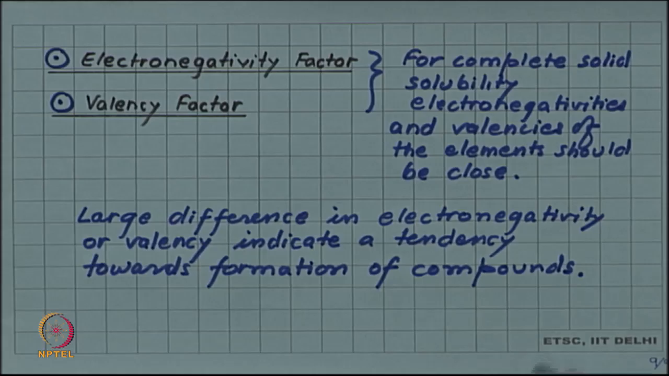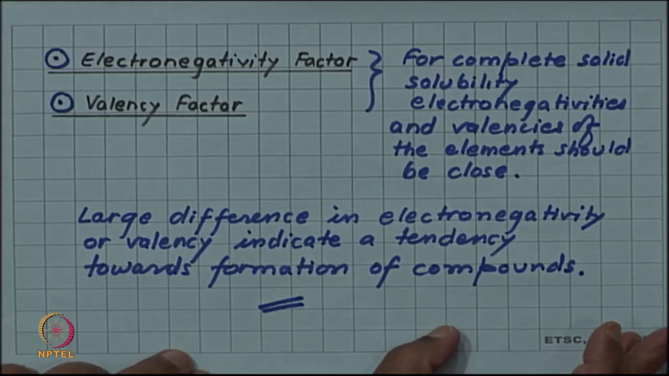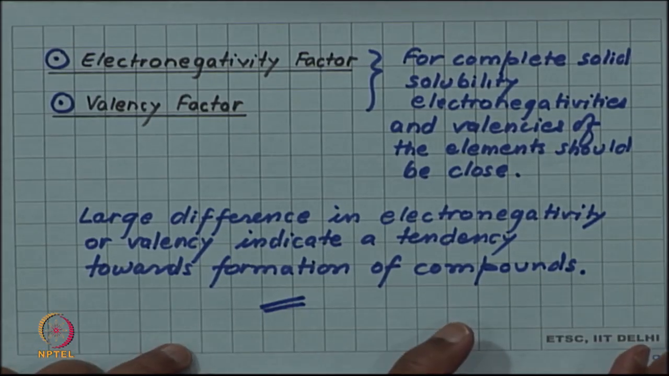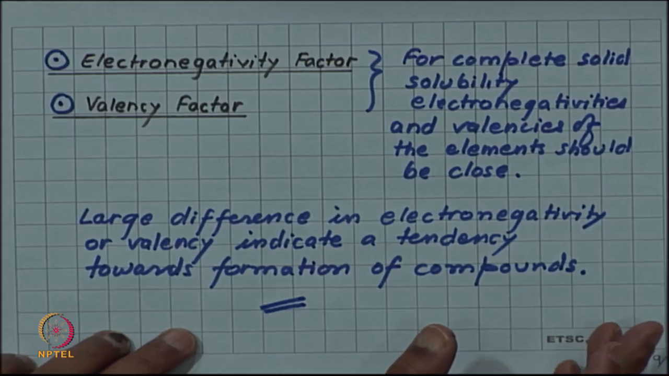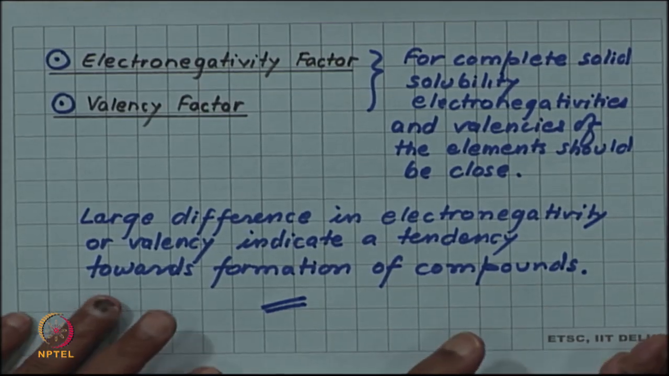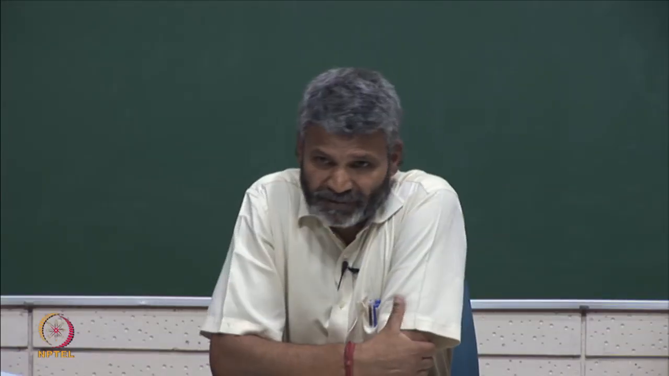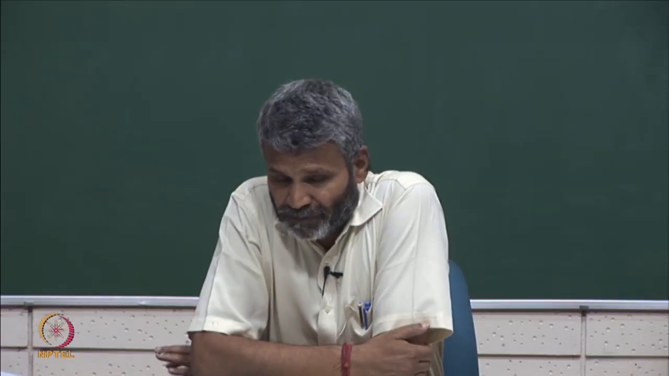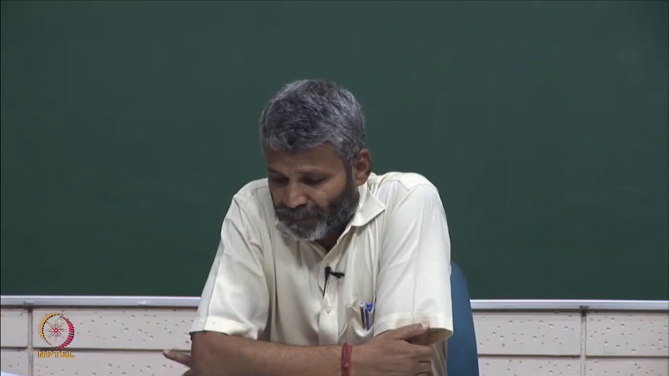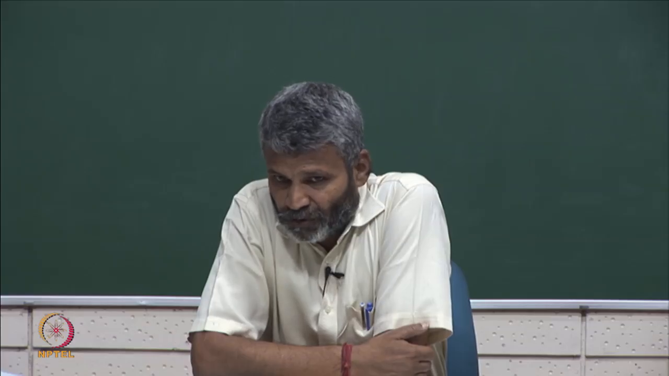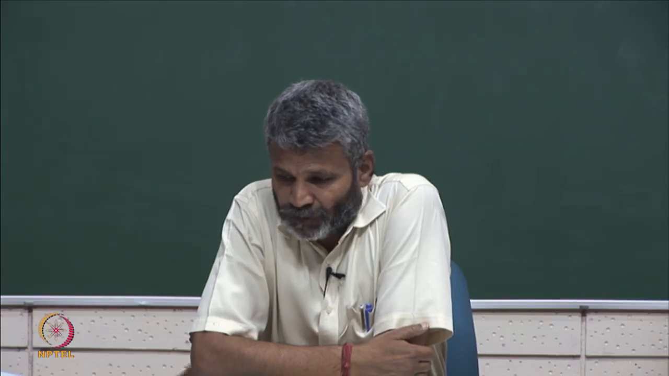So, with this we complete these Hume-Rothery rules. We have now discussed the structure of metals, the close packed elements, the cubic close packed, hexagonal close packed and body centered cubic metals, and then we also discussed the voids in those metals. When the voids are filled we get interstitial solutions, and when atoms are substituted we get substitutional solid solution. In today's class we discussed the difference between complete solid solubility and limited solid solubility and the pertaining Hume-Rothery rules.